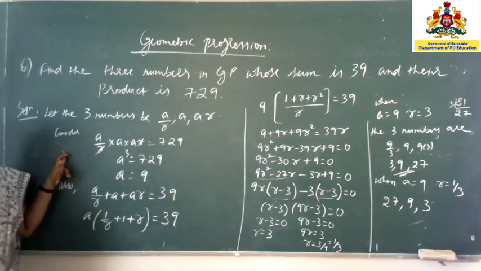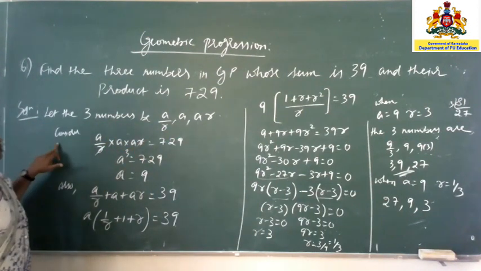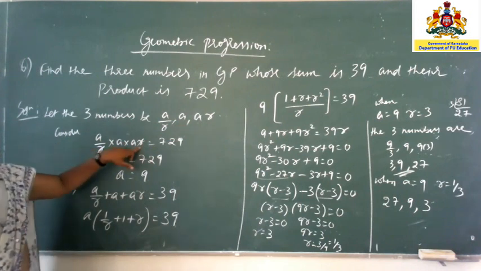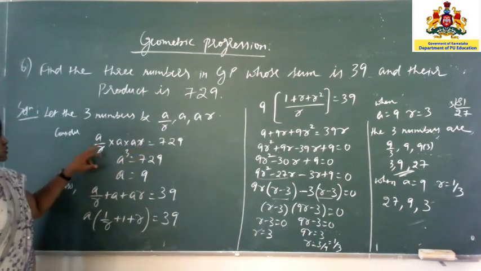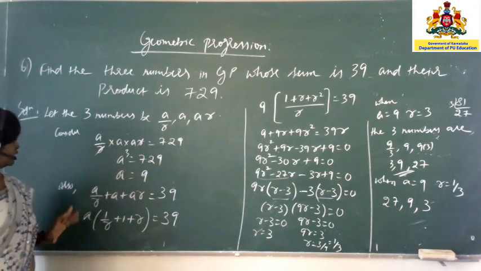So once again I'll repeat. Let the three numbers be a by r, a, ar. So consider the product a by r into a into ar is equal to 729. So r will get cancelled. a cube is equal to 729. So a is equal to 9.